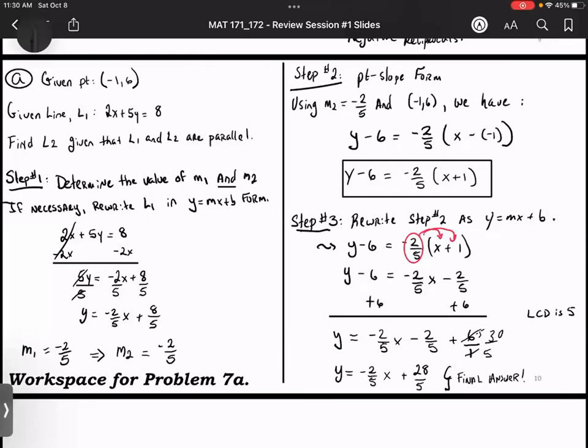Okay, so there were 2 answers. The point slope form was one of them. It was one of the intermediate answers where you had to write your equation in point slope form, simplify if necessary. Step 3 is where you write your equation of the line in y equals mx plus b form. Sounds good?